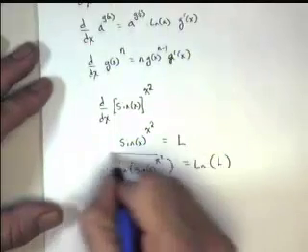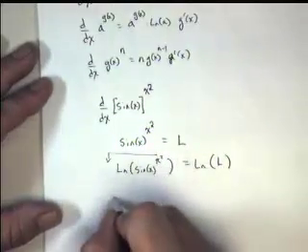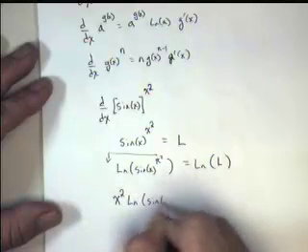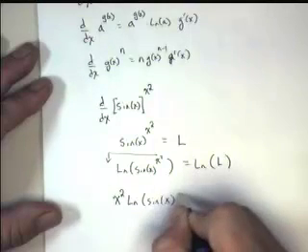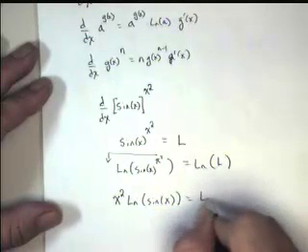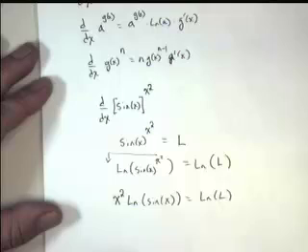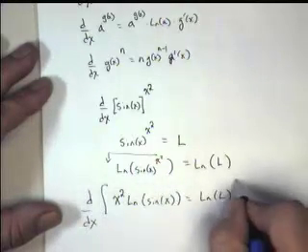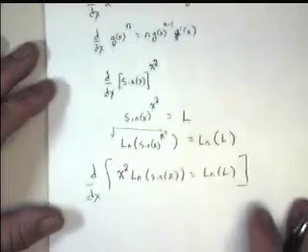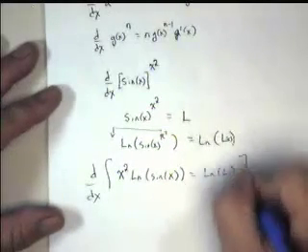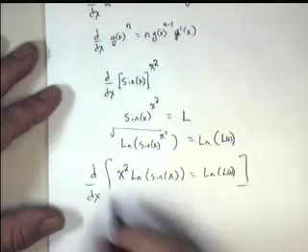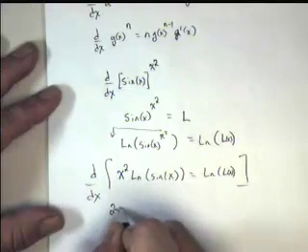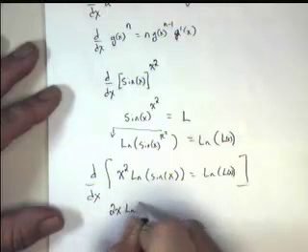Now we'll use the properties of logarithms. X squared times the natural log of the sine of x is the natural log of L. And now we'll take the derivative of everything. Call this L of x, because it's a function. The derivative here, we've got a product rule. 2x times the natural log of the sine of x.